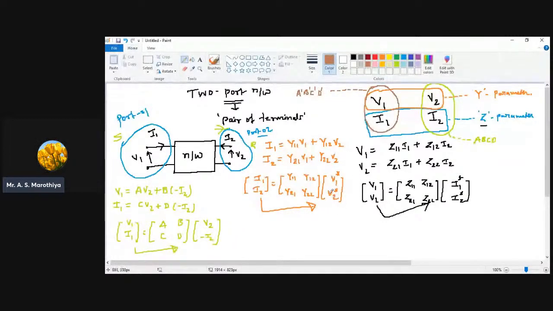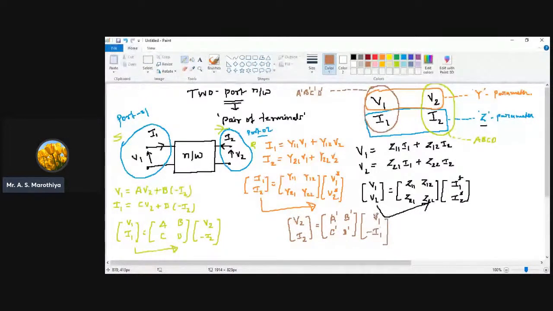Now we are going to write the expression of V2 I2 in terms of V1 and I1. So I'm directly writing that expression for matrices. I'm writing V2 I2, because in this case V2 I2 are dependent, and we are trying to define V2 I2 in terms of V1 I1. So it is going to be A dash, B dash, then C dash, D dash, and here we need to write V1 and then minus of I1.